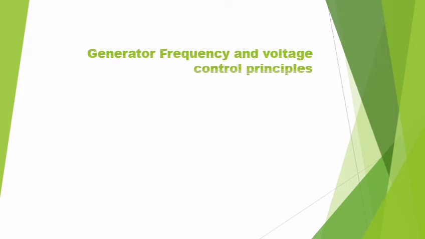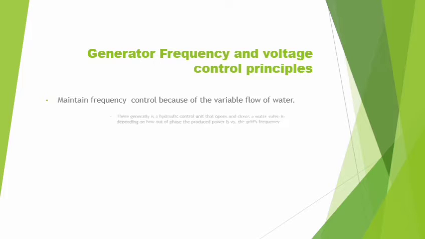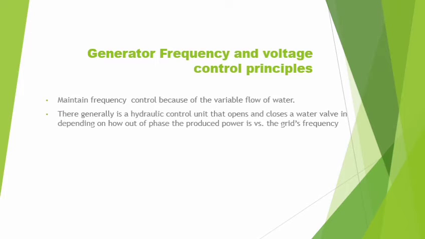Generator frequency and voltage control principles. Hydropower plants maintain frequency control because of the variable flow of water. Along with the turbine, there is generally a hydraulic control unit that opens and closes a water valve to allow less or more water in, depending on how out of phase the produced power is versus the grid's frequency.